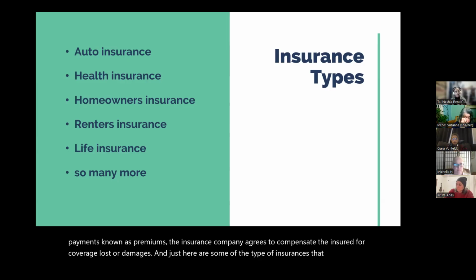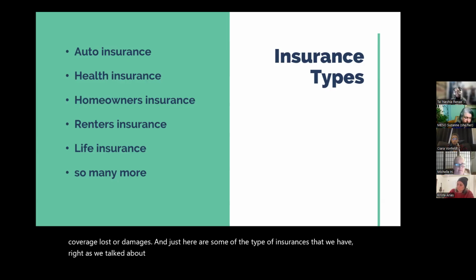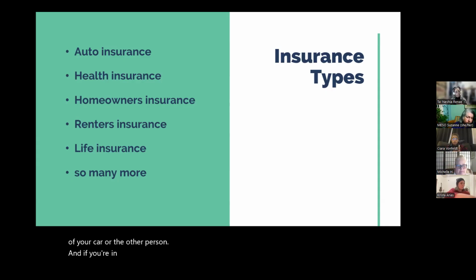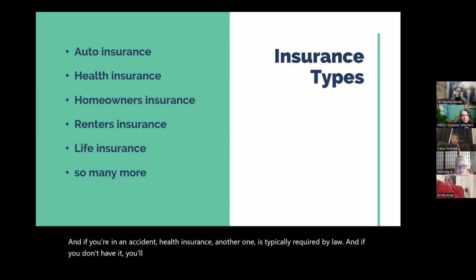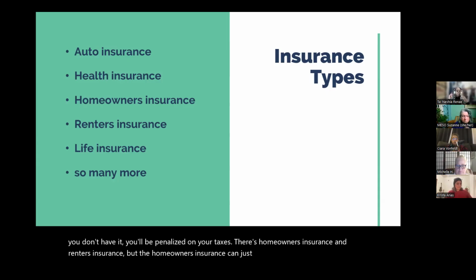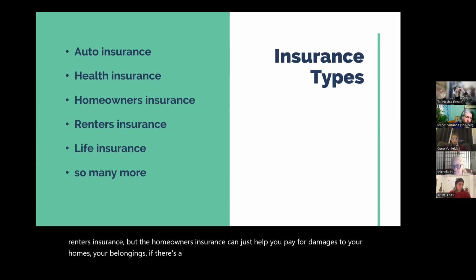As we talked about, auto insurance, required in most states, helps pay for the damage of your car or the other person's if you're in an accident. Health insurance, another one, is typically required by law, and if you don't have it, you'll be penalized on your taxes. There's homeowners insurance and renters insurance, but the homeowners insurance can help you pay for damages to your homes, your belongings, if there's a fire, theft, or other events.